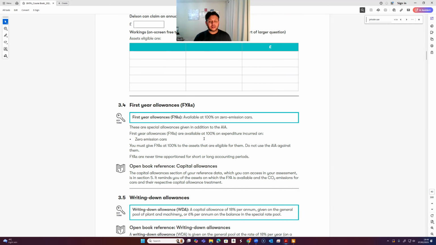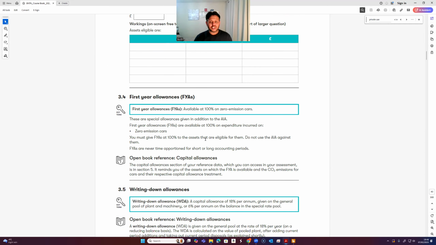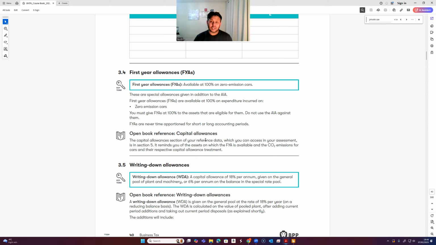The next one we have here is FYA, first year allowance. Now the first year allowance is very easy to remember because it's only for the zero emission car. So if you have a car that has zero emissions, or in the exam, they might tell you it's an electric car. They don't have to tell you zero emission car. As soon as you see that electric car, you understand it's zero emission, and you can give the full first year allowance. You really don't have to think about time apportion. So never time apportion for a shorter or longer accounting period.